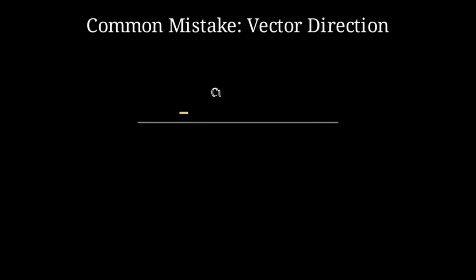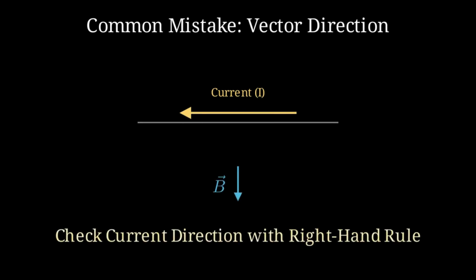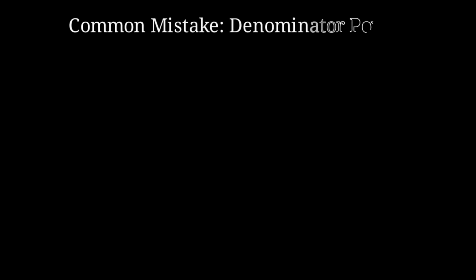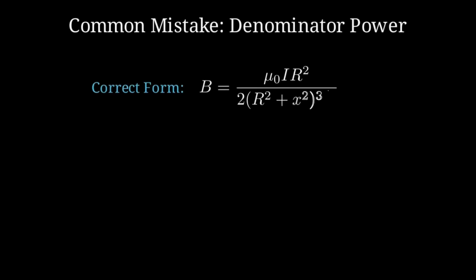Don't forget that magnetic field is a vector. If the current direction is reversed, the magnetic field direction on the axis also reverses. Always use your right hand to verify if the field is pointing into or out of the loop relative to your point of interest. The denominator in our formula is raised to the power of 3/2.